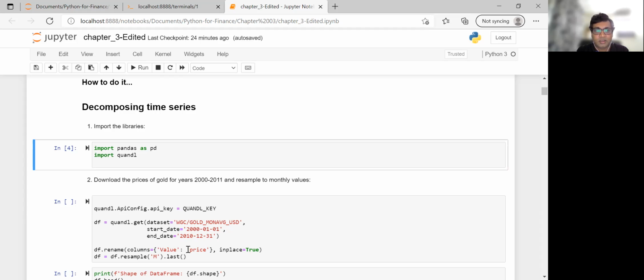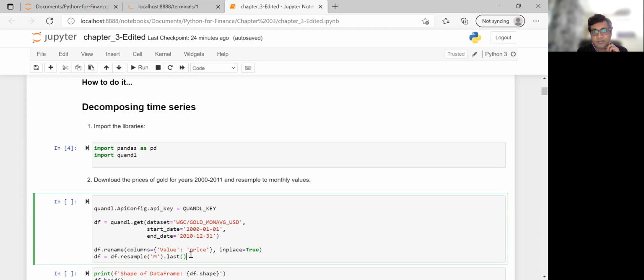So let's now import our data from Quandl. What I'm doing here is getting data of gold in USD, the starting date is 1st of January 2000 and the end date is 31st December 2010, right? So what I'm doing here is creating a data frame. I'm trying to explain the code as well, though this is very straightforward, and I assume that you have a bit of Python understanding.